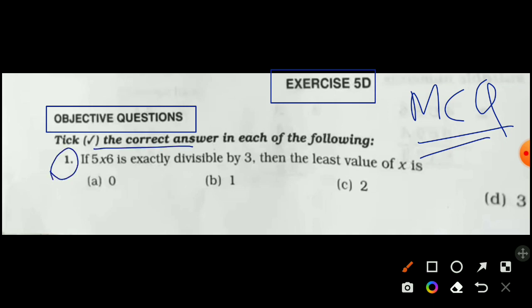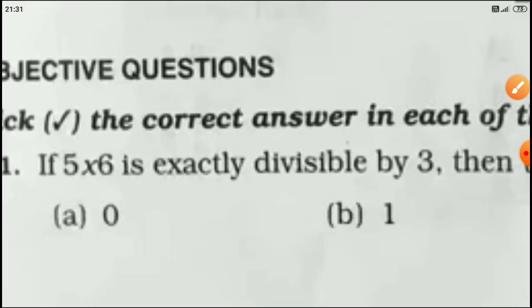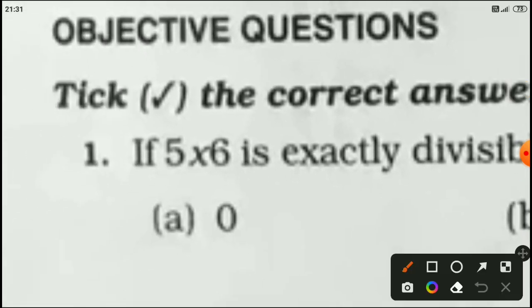Okay, so if 5xy is exactly divisible by 3, then the least value of x, we have to find. So what does this question want to say? 5xy is exactly divisible by 3. The divisibility rule of 3 is that the sum of the digits is divisible by 3. So 6, 5, 11. Let me zoom in. Here you can see 6, 5, 11, so 6 and 5 you will get 11.